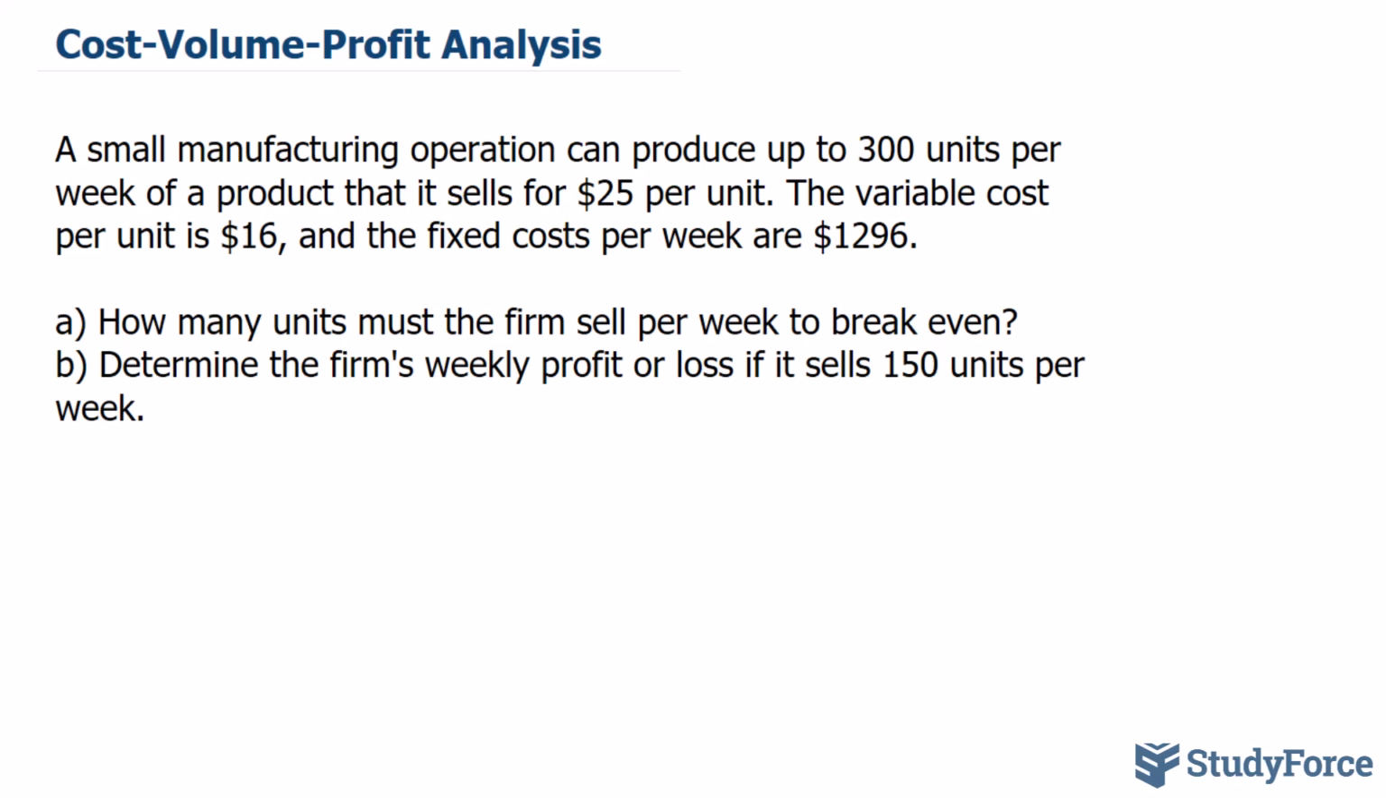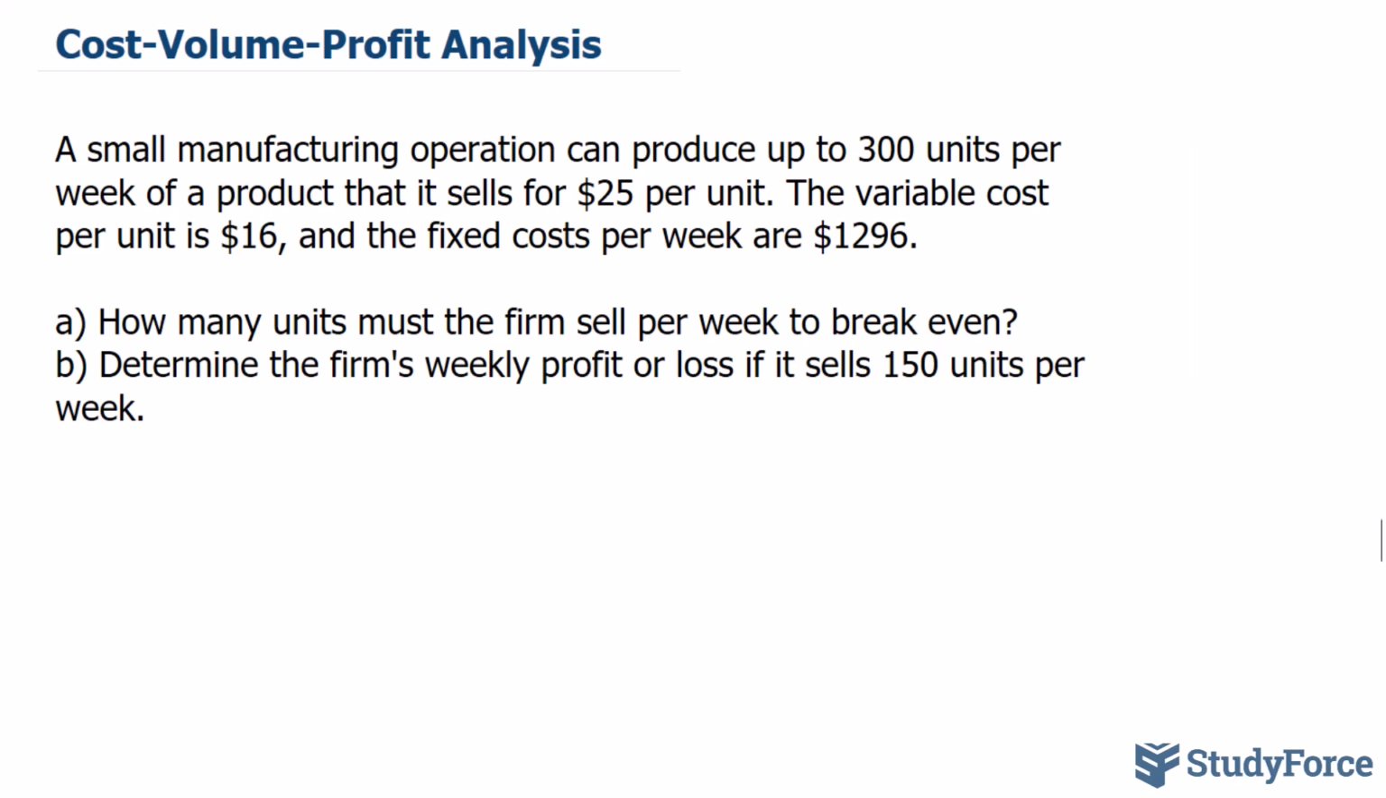Let's tackle a practical example using simple algebra to understand how small manufacturing operations can determine their break-even point and calculate weekly profits. The question reads, a small manufacturing operation can produce up to 300 units per week of a product that it sells for $25 per unit. The variable cost per unit is $16, and the fixed cost per week is $1,296.